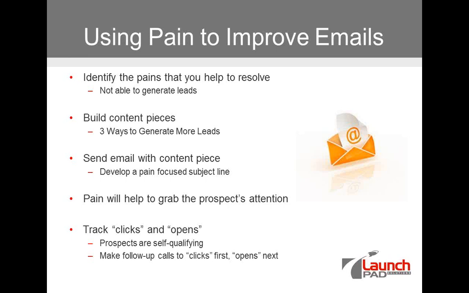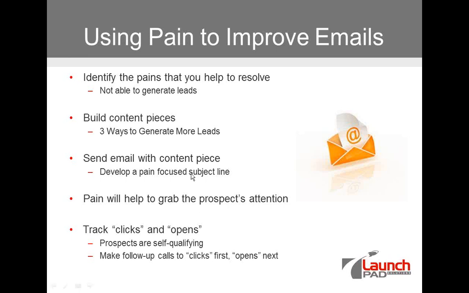Then once we have a content piece, we can send an email with part of the content, and with part of that we can develop a subject line for that email that maybe says, are you struggling to generate leads, or something around not generating leads, that should get the prospect's attention for prospects who have the pain of not being able to generate leads. And this will help us to grab the prospect's attention versus sending them an email of your latest and greatest new feature. You're going to send them an email that hits their pain.